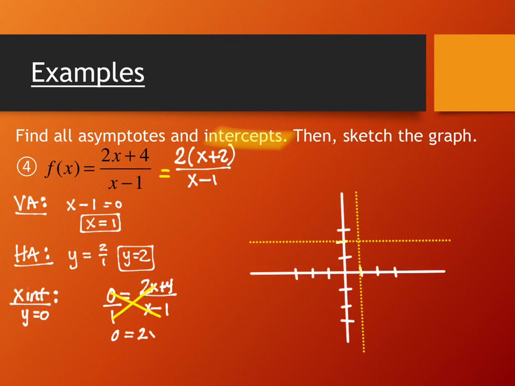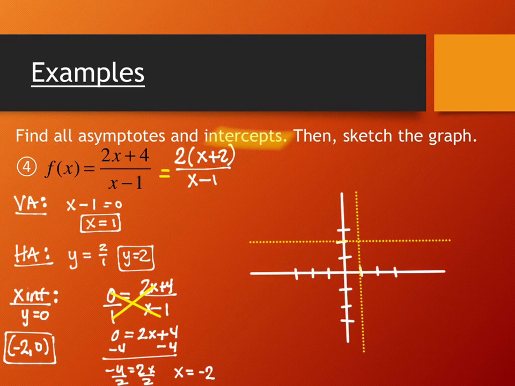So from an algebraic perspective, we also can see that my numerator set equal to 0 gives me locations where y is equal to 0. So I will subtract my 4. So negative 4 is equal to 2x, divide by 2. And what is the x value I end up getting? Negative 2. So my x-intercept is an x value of negative 2 and a y value of 0.